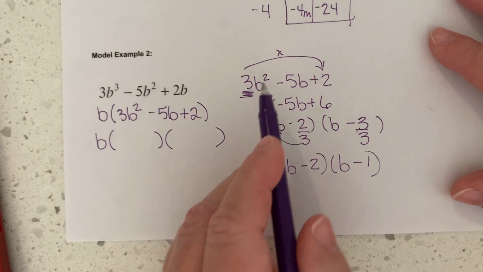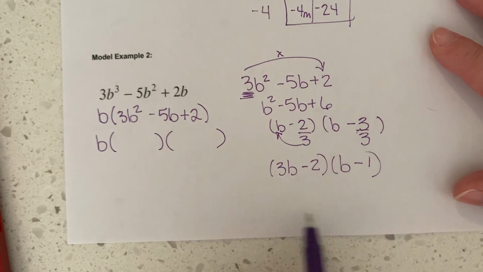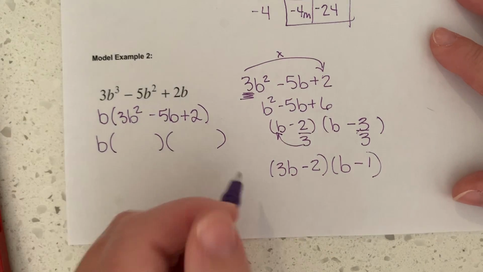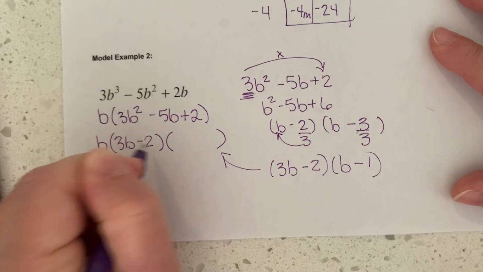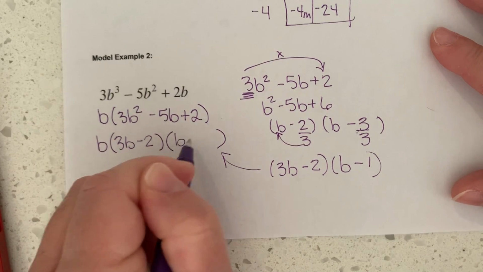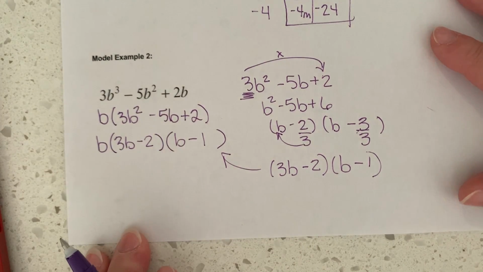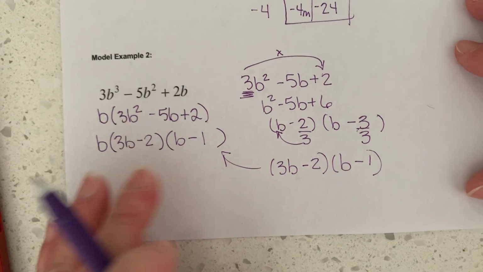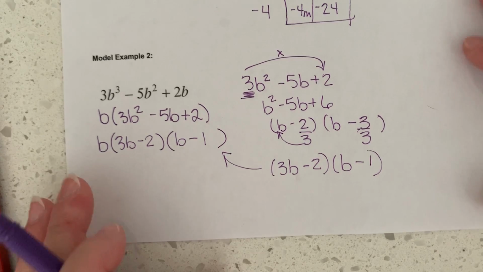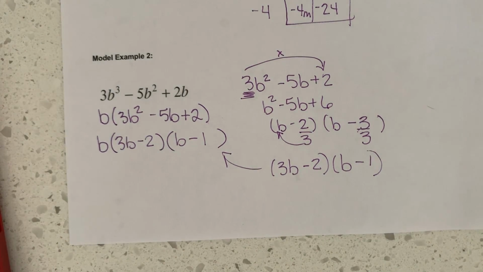So now we've used the slide method, and we can now put this over in our answer where we already had pulled that b out to the front. That's still part of our answer. So if you were to FOIL these back together and then multiply the whole thing by b, you would get your answer. So it's really important that everyone practices.